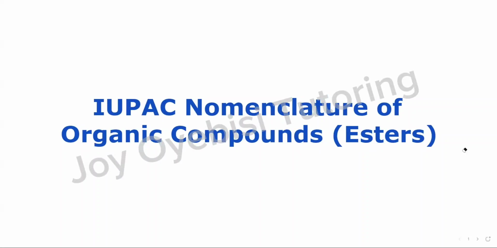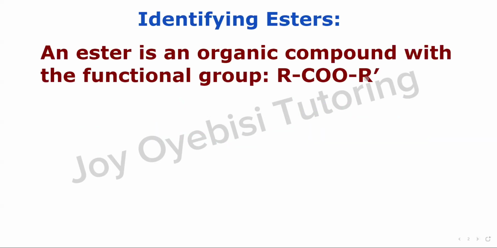In this video, I'm going to be teaching you how to name esters. Now, how do we identify esters? Esters are organic compounds with the functional group RCOOR'. The R represents a carbon chain. The R' is attached to the single bond oxygen, while the other R on the left is attached to the carbonyl group. Esters are formed by the combination of carboxylic acid and alcohol.